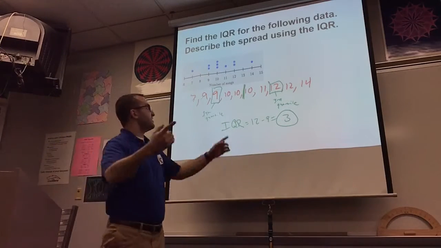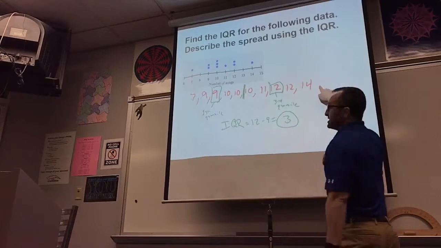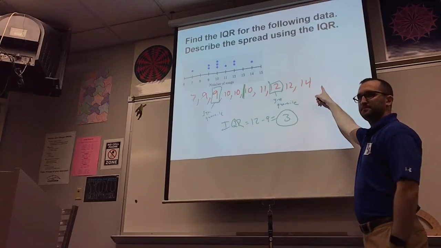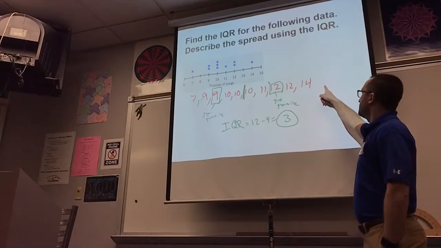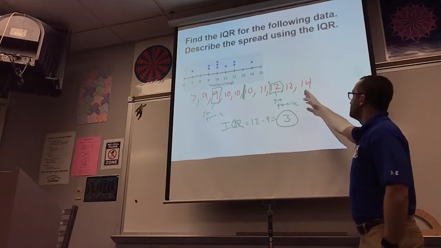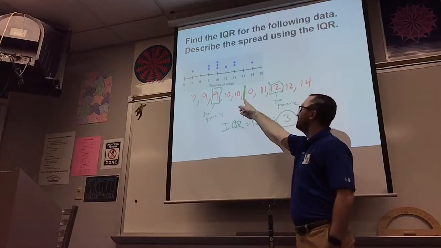What if this data then had 60 added to the end? What would happen? The median would shift from 10 to 10.